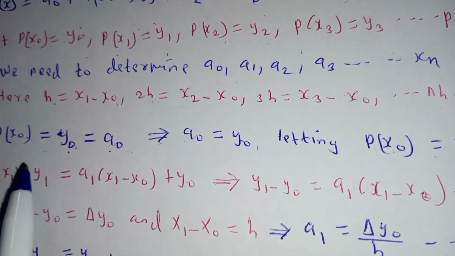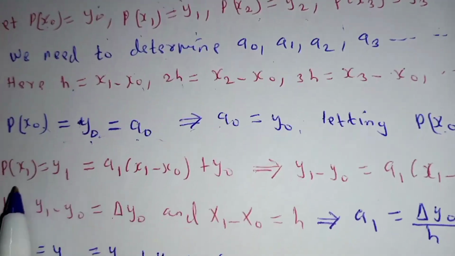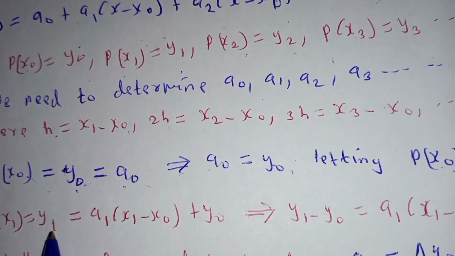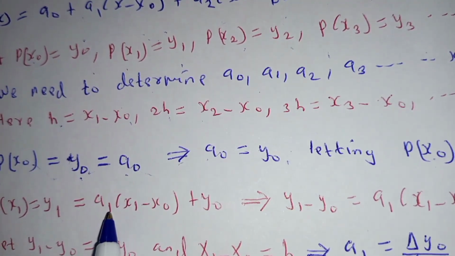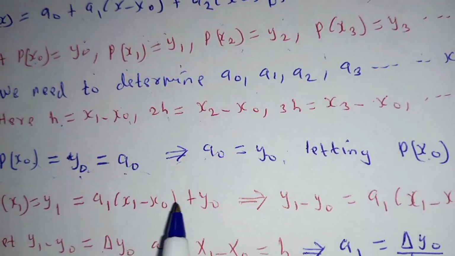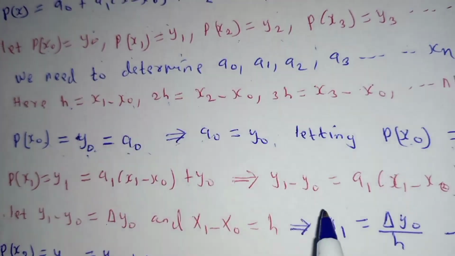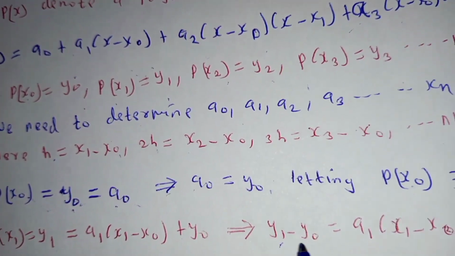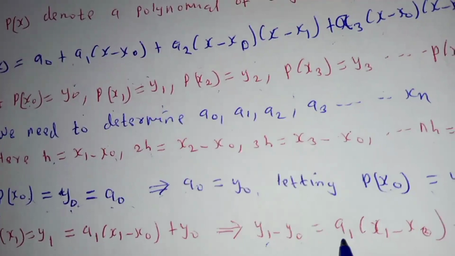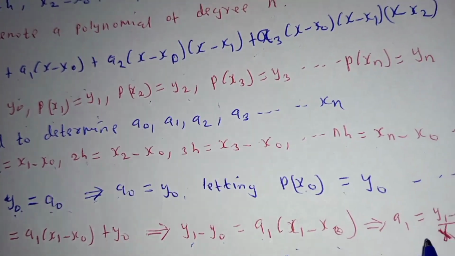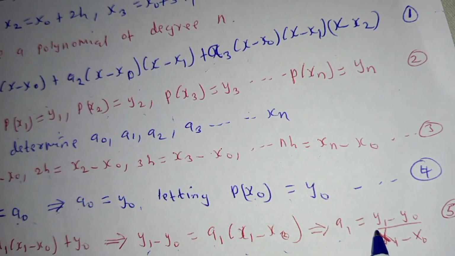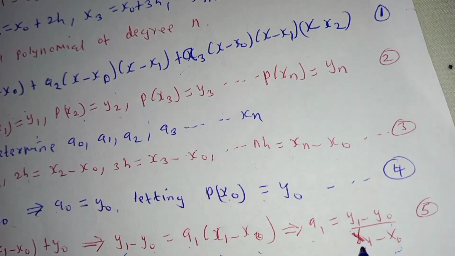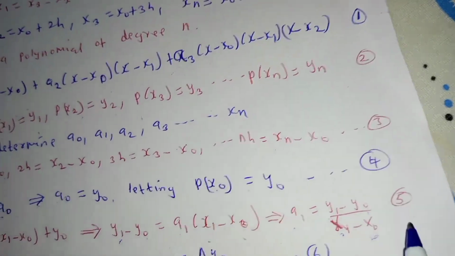So that is why here we have p of x1 is equal to y1, which is equal to a1 multiplied by x1 minus x naught plus y naught. Now, we can take y naught to the other side so that we will have y1 minus y naught, which is equal to a1 multiplied by x1 minus x naught, meaning that our a1 is equal to y1 minus y naught divided by x1 minus x naught. Note that x1 minus x naught is equal to h.